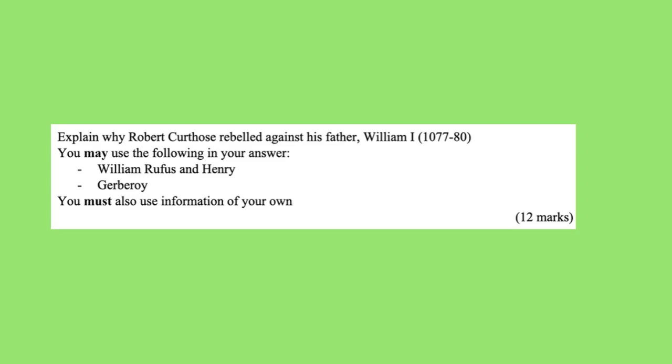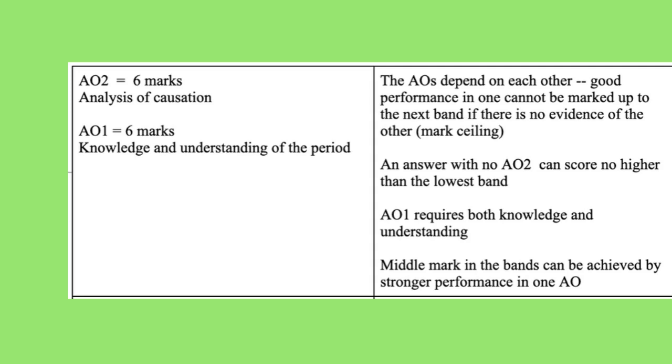Explain why Robert Curthose rebelled against his father, William I, 1077 to 80. You may use the following in your answer: William, Rufus and Henry. Gerberoy. You must also use information of your own. 12 marks. 6 of those marks will be awarded for AO2, which is your analysis of causation.